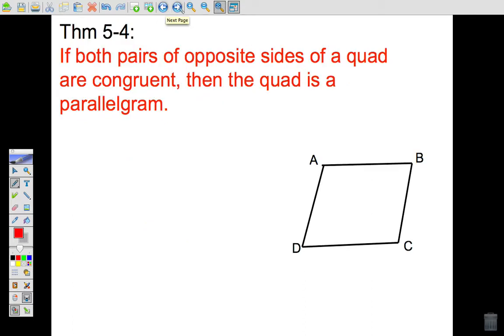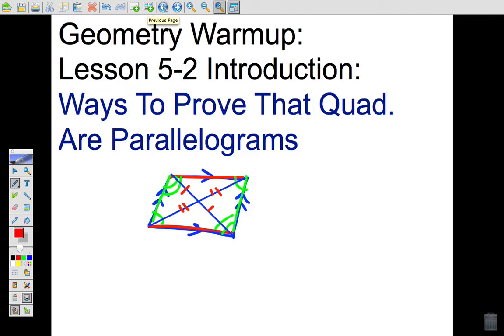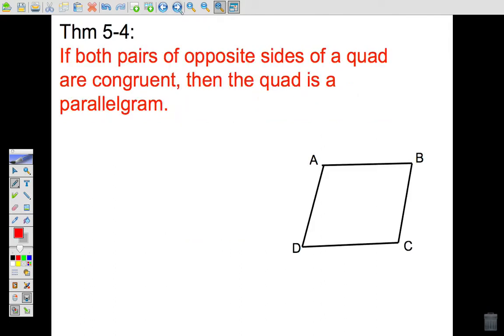Now, I want you to write down this theorem. This theorem says, if both pairs of opposite sides of a quadrilateral are congruent, then the quadrilateral is a parallelogram. What we're trying to do in this section is that we're not sure if we have a parallelogram, so now we're going at it from the other side of the situation. If we have a four-sided figure, we want to show that it's a parallelogram. One way to show it's a parallelogram is if both pairs of opposite sides are congruent, that four-sided figure has to be a parallelogram.